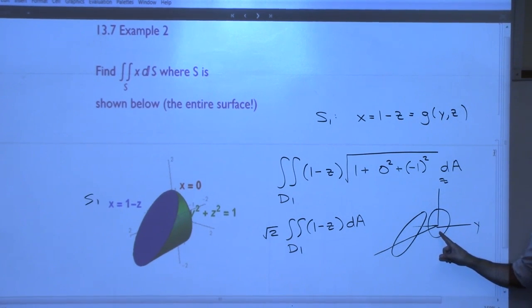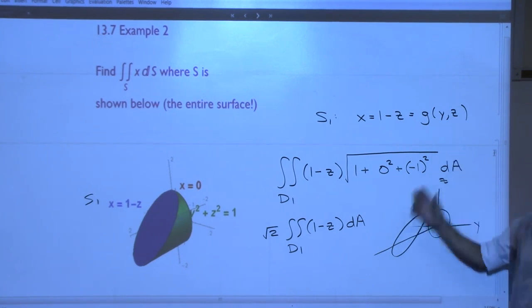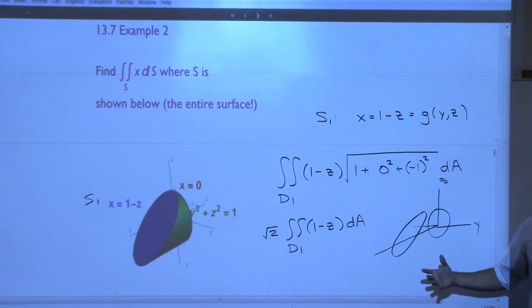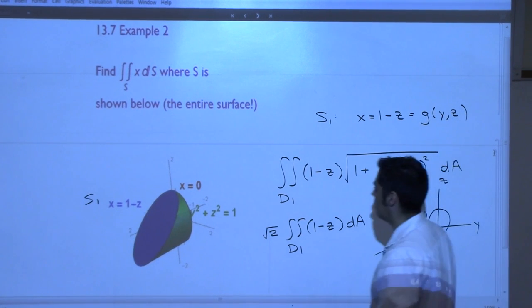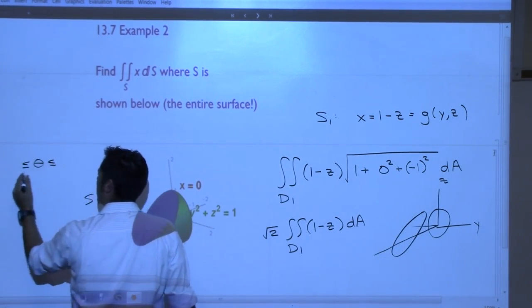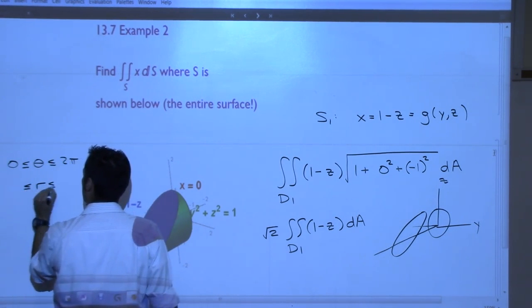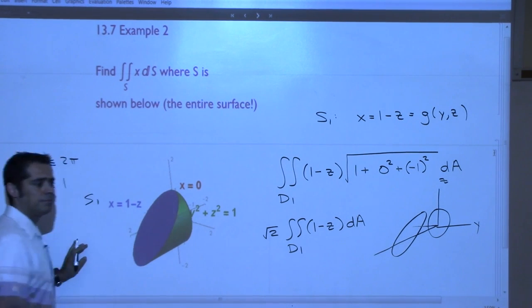That is a polar region on the ground, isn't it? I'm going to convert this integral to a polar integral, or cylindrical, however you want to look at it. Because I can't restrict y and z to make that nice. But if I go polar, I can. So I'm going to have my theta between where and where? 0 and 2 pi. And my radius should be between 0 and 1.